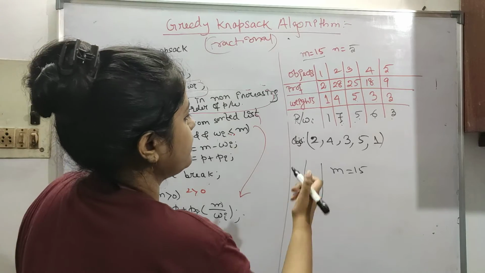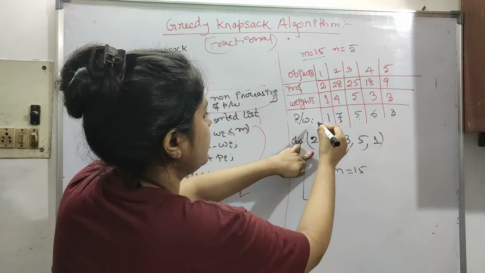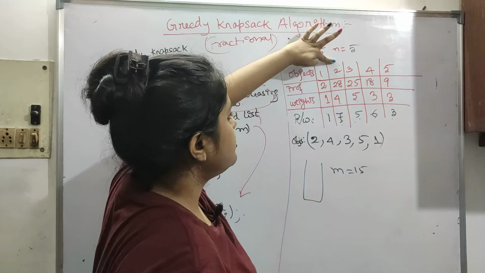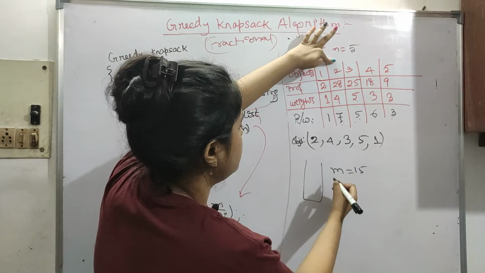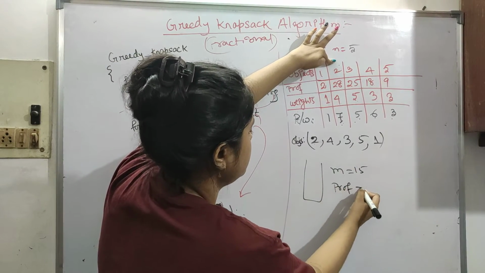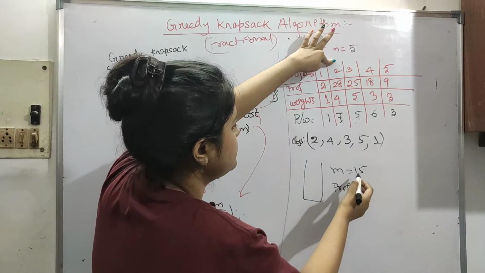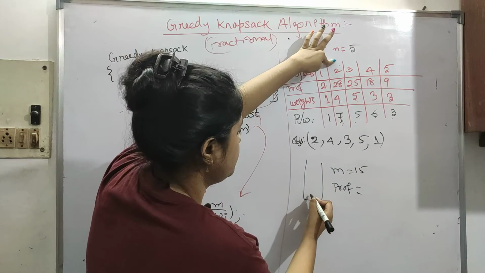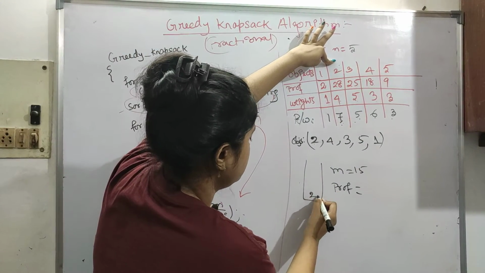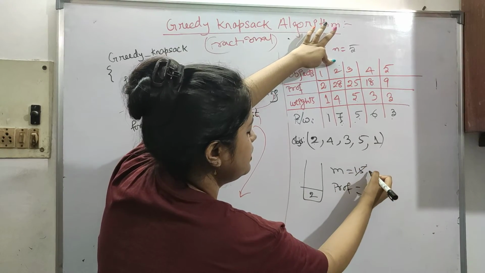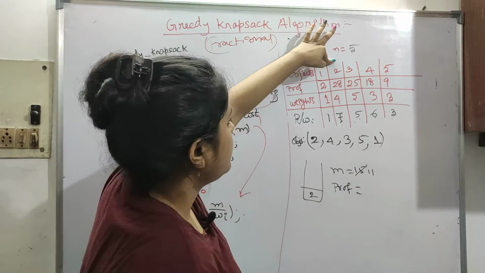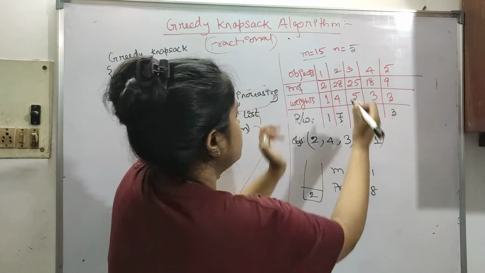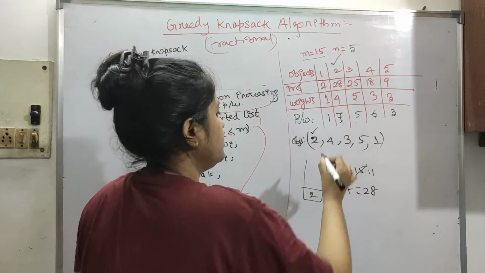The first object we have to take is object 2. See here, its weight is 4, which is less than 15. So we are putting object 2 here. Then 15 minus 4, 11 is remaining and the profit is 28. So this is done. Put it here.